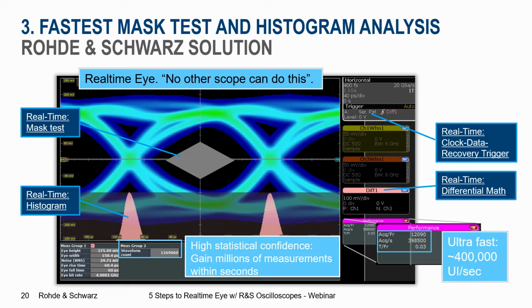You see here on the right side some performance indicators. In this example, we were close to 400,000 bits per second acquired or analyzed. You see also in the setup that the differential math is done in hardware, and the clock data recovery is set up in hardware. With this, we can achieve this really fast acquisition and analysis of the eye diagram.